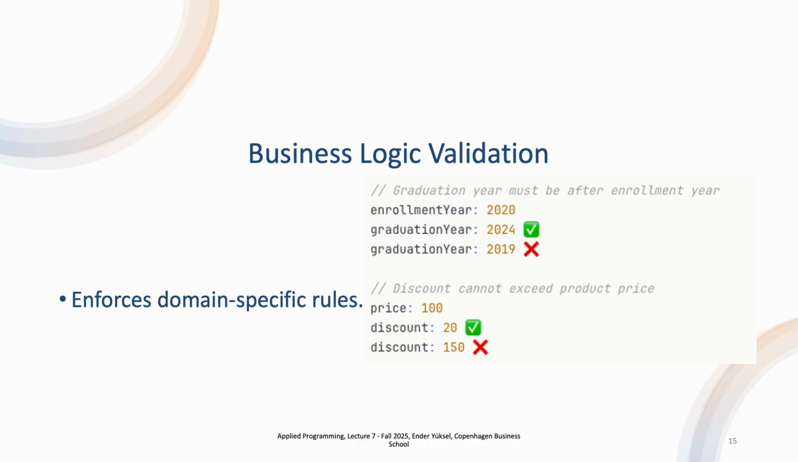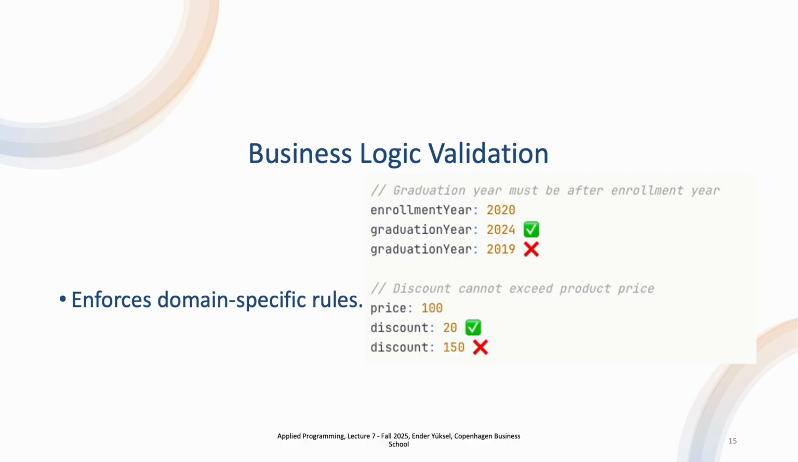Another type is business logic validation. As we mentioned before, we would like to enforce domain-specific rules. What are those rules? One example: graduation year must be after the enrollment year of a student. So if the enrollment year is 2020, the graduation year cannot be 2019. But 2024 would be a valid graduation year.